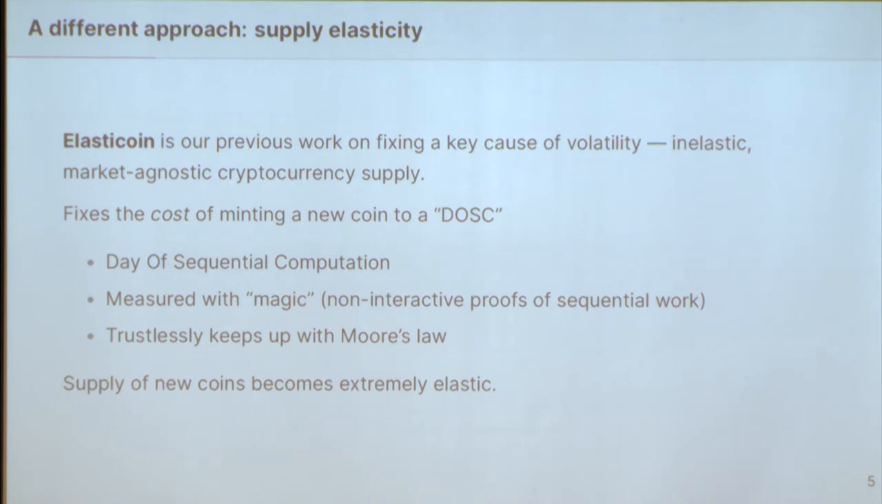And this can be measured with non-interactive proofs of sequential work, and it trustlessly keeps up with Moore's law because we are measuring it with respect to the fastest processor we have seen. Now, this means that the supply of the new coins becomes extremely elastic, because now we're fixing the cost and not the amount of coins that are minted.